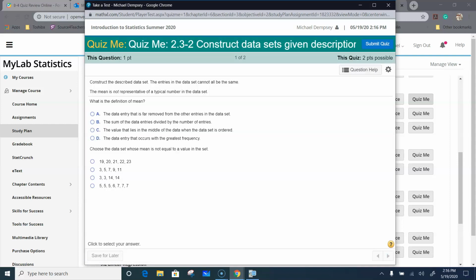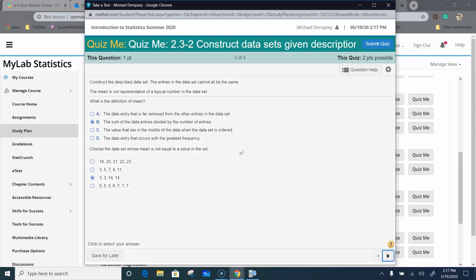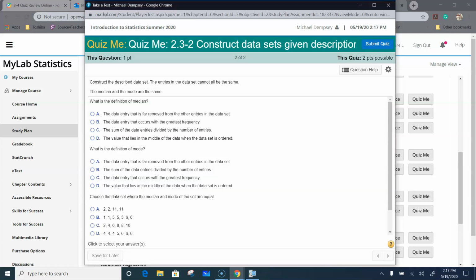Okay, so the mean is not representative of a typical number in the data set. Okay, so we want to construct a particular data set here. I didn't actually have to do this on my own, but we just find the textbook definition of the mean, and then clearly I can see if I take 3 and 3 and 14 and 14 and divide by 4, I'm not going to get a number that's actually in that set. Every other measurement there, the mean would actually be a number that's in the set.